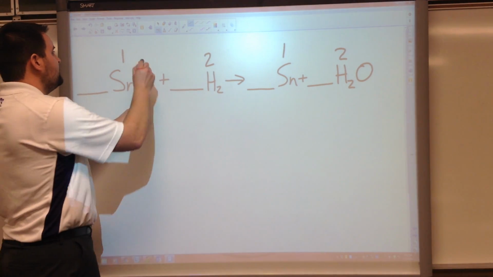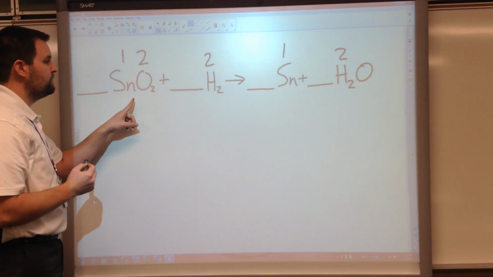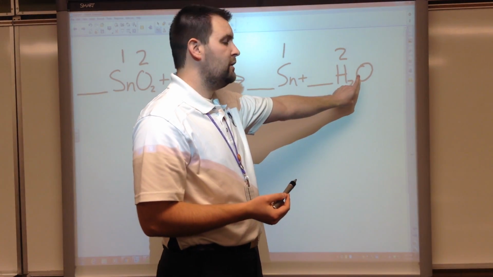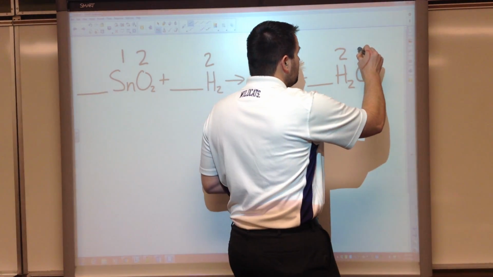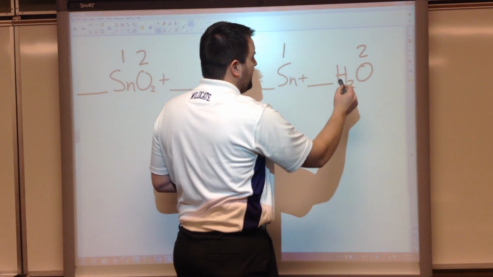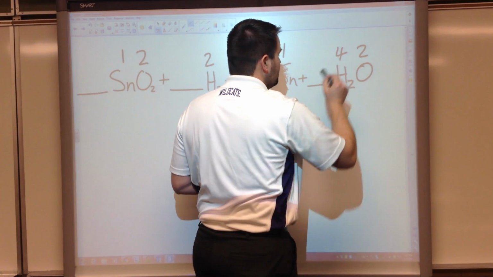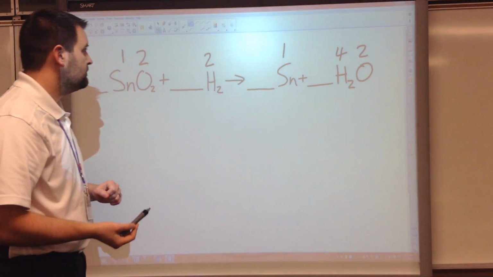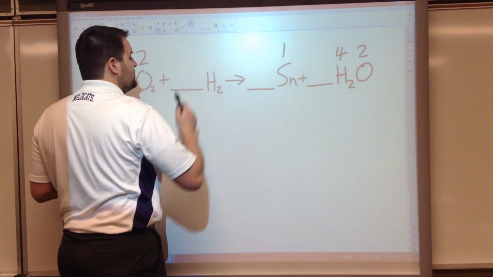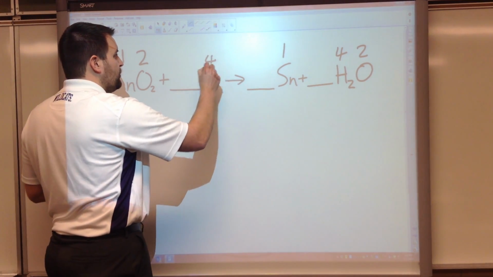If I look here, I have 2 oxygens. And I only have 1 here. So that's a problem, they don't balance. So I need 2 here. But if I double my oxygens, I also have to double my hydrogens. So that means I have 4 hydrogens here. Now my hydrogens are unbalanced, so I have to go back and change this to 4 so it balances.